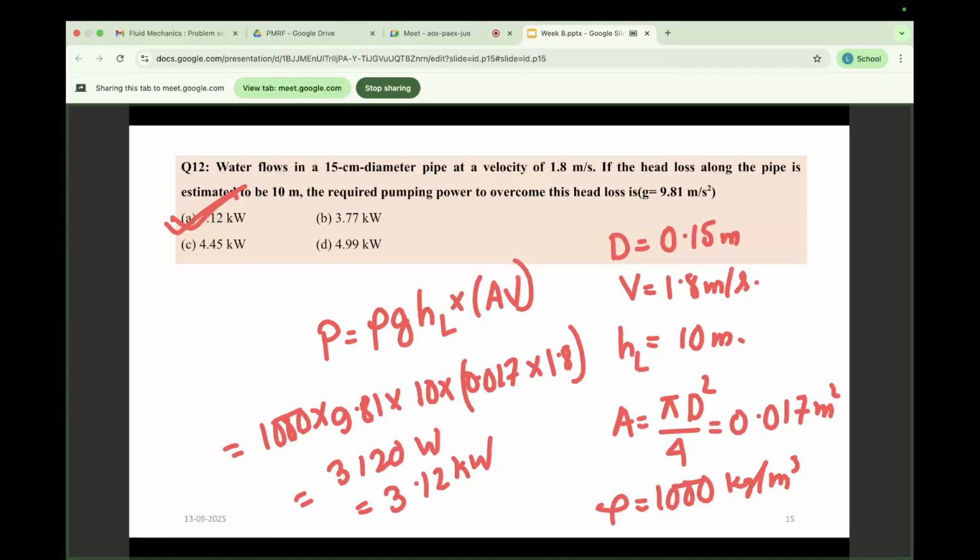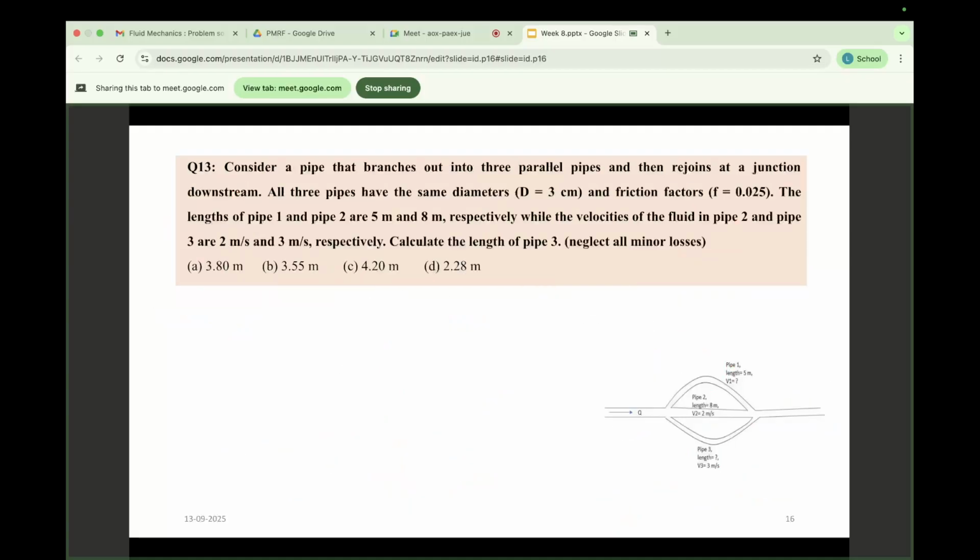Weight flow rate means rho g into flow rate Q. Rho g into Q is weight flow rate, and into head. Head means HL, any type of head it would be. So if you put this thing, you will get P. Now I am moving to the next question. So we have two more questions for today.